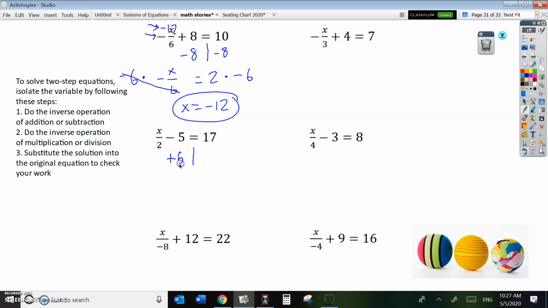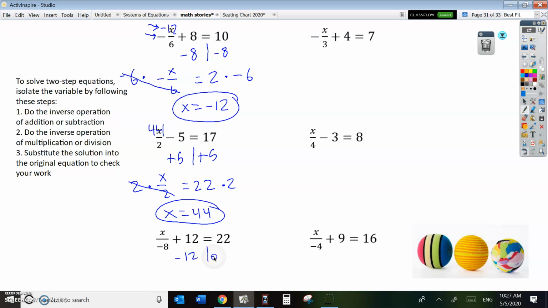Add 5 on both sides. X over 2 equals 22. Multiply by 2 on both sides. These cancel. X equals 44. Substitute 44 into the original equation. 44 divided by 2 is 22. 22 minus 5 is 17.